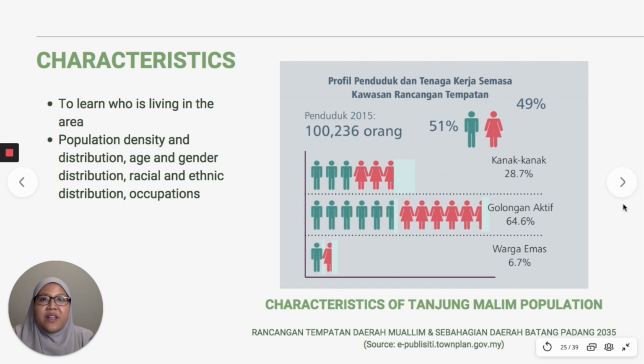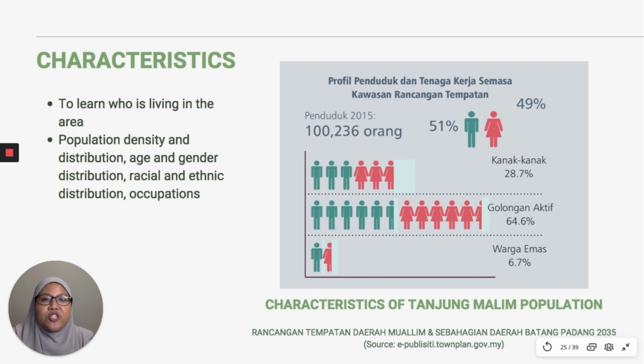And then when we talk about the characteristics of population, it is about learning who is living in the area. We can describe this from population density and distribution, age, gender distribution, racial and ethnic distribution, and also occupation. For Tanjung Malim, in terms of its population characteristics, it is populated by 51% male and 49% female, which is almost equal percentages.